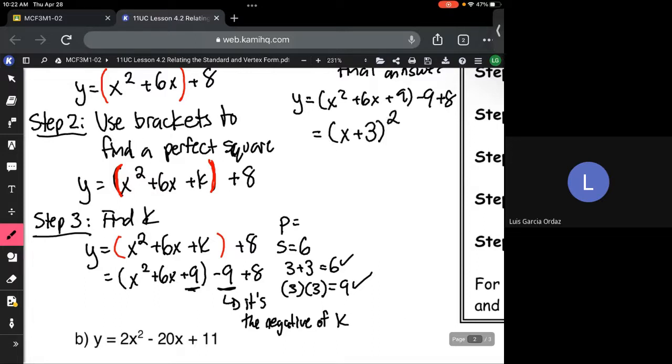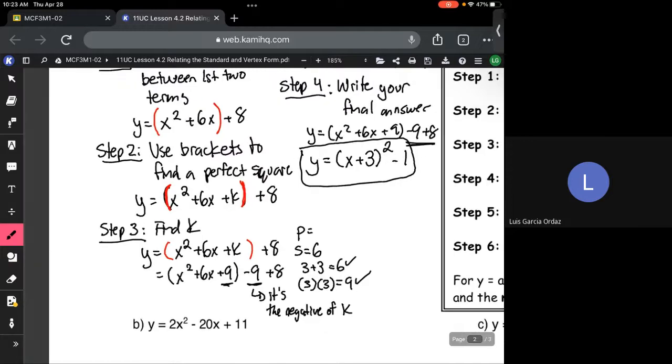And then what's negative 9 plus 8? Oh, wait, no, minus 1. Negative 1. So your vertex form is going to be y is equal to (x plus 3) squared minus 1. Okay.